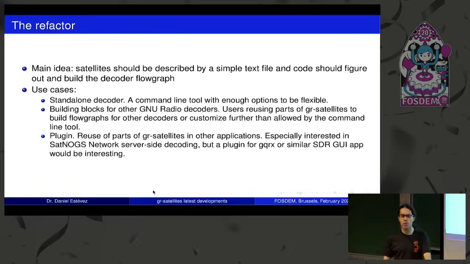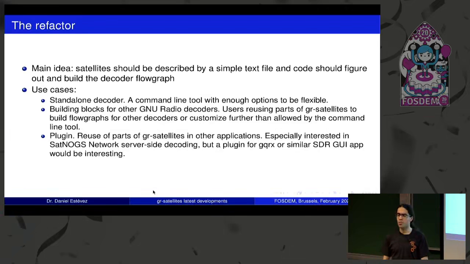And also some other cool thing which I haven't gotten to yet is a plugin. So this is reuse of parts of gr-satellites, but not as I used to build something else, but from the point of view of an application. So I'm especially interested in hooking this to the SatNOGS network from the server-side decoding point of view. So ground stations everywhere in the world submit the data to SatNOGS, and currently the decoding is done by the distributed ground stations.